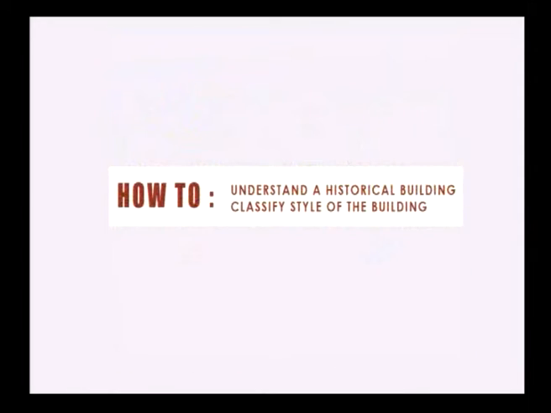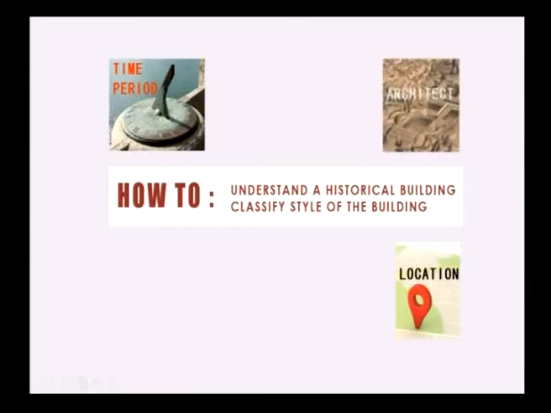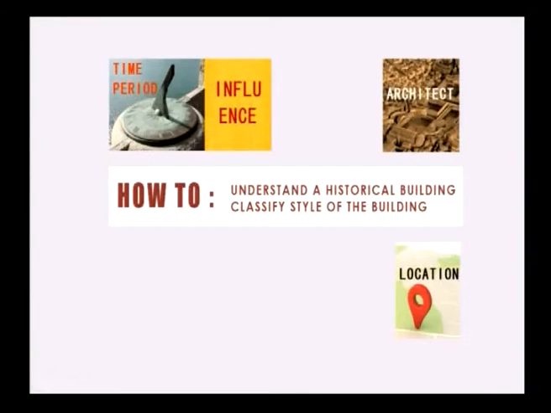Now, how to understand a historical building and classify its style. First, we have to look at the basic details like the location and the name of the building. Next, we look at the time period of the building, or which dynasty it was built under, or which ruler was ruling when it was built. Next, the architect, sculptor or designer of the building. Then the influences under which the building was constructed. These influences could be geographical, geological, climate, religion, historical and socio-political.